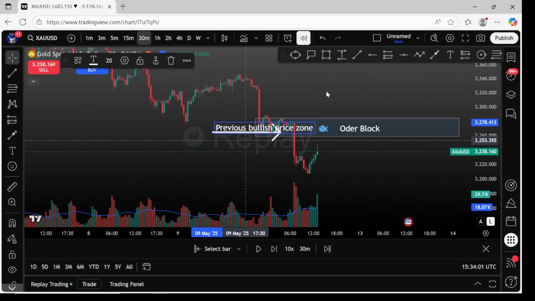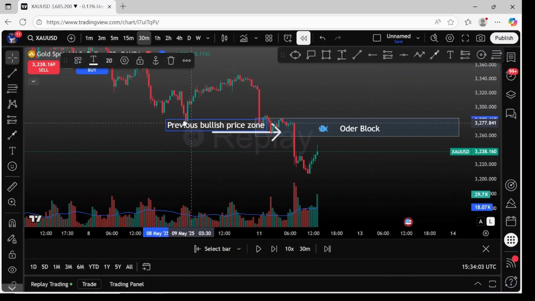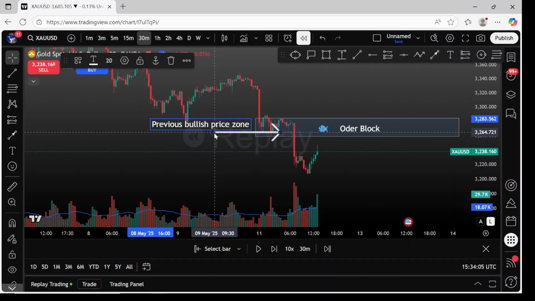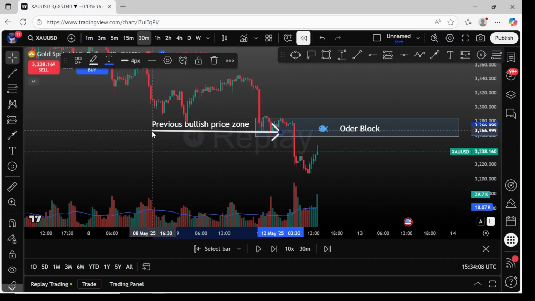Now compare this with a weak OB. Small breakout candle, low volume, price tapped it multiple times. That's not something I'd risk my money on.